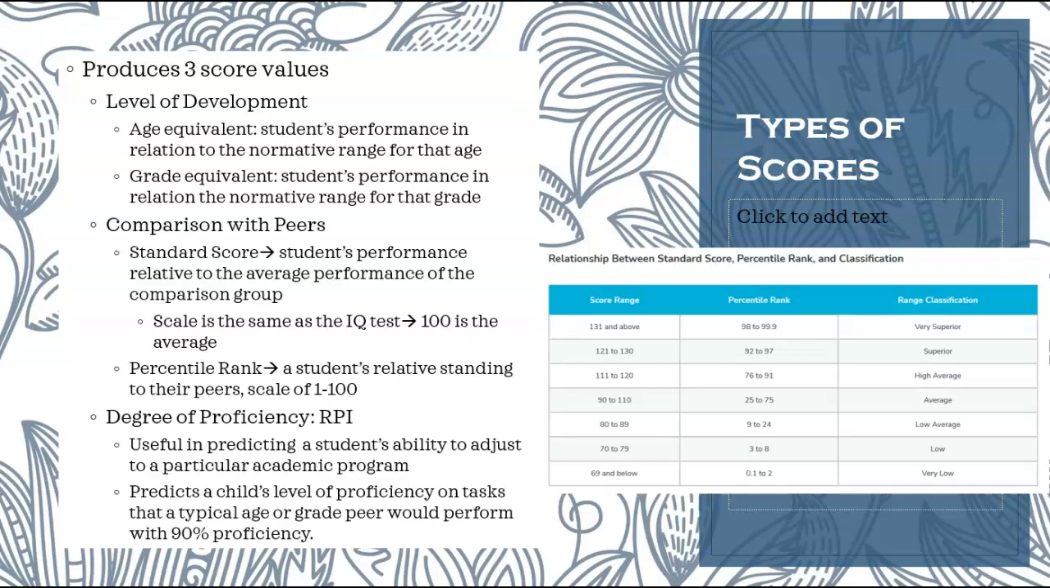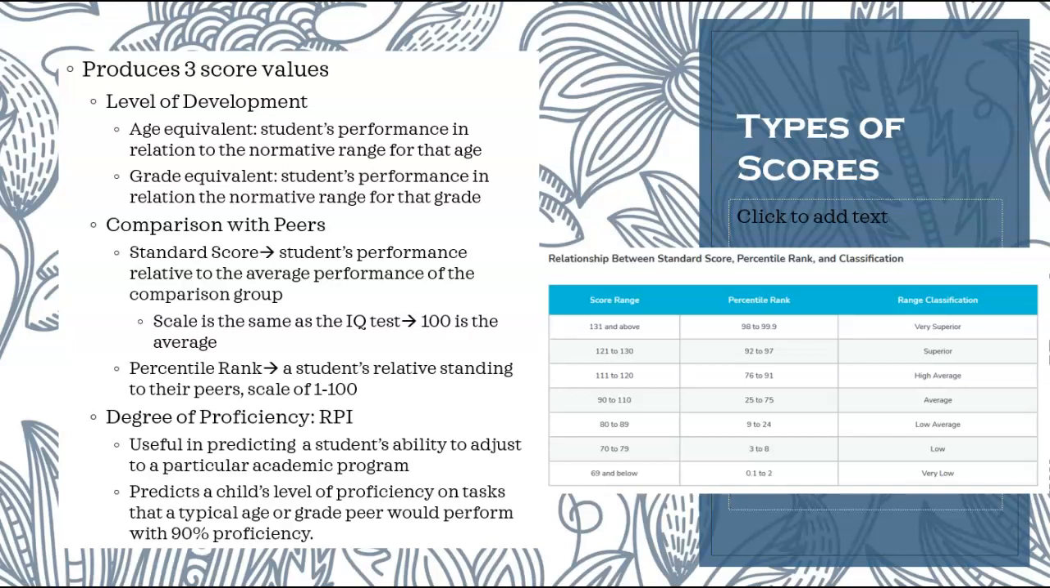In comparison with their peers, there's a standard score and a percentile rank. So the standard score is the student's performance relative to the average performance of the comparison group. The scale is the same as the IQ test. 100 is the average, and then there's a standard deviation above and below the average. That's 15 points. And on a later slide, I'll show a bell curve and kind of get into that a little bit further.